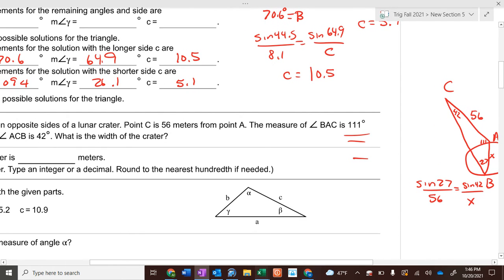What is it? 82.5. Oh, 82.54. Make sure you round to the appropriate spot. Read the directions for the problem.